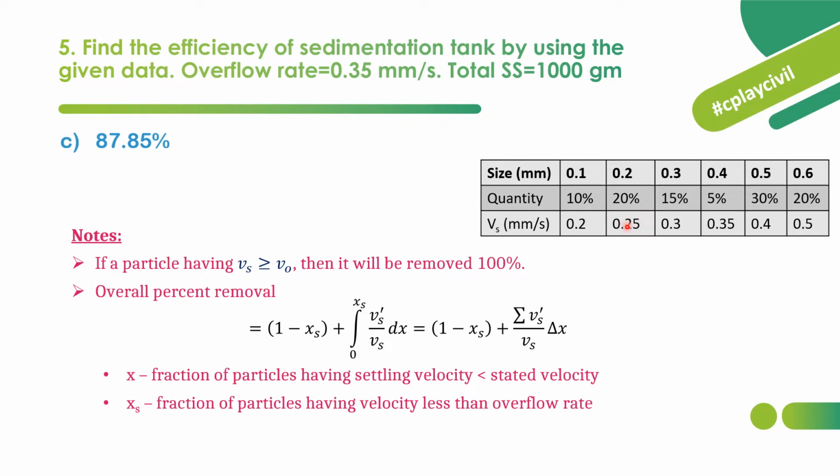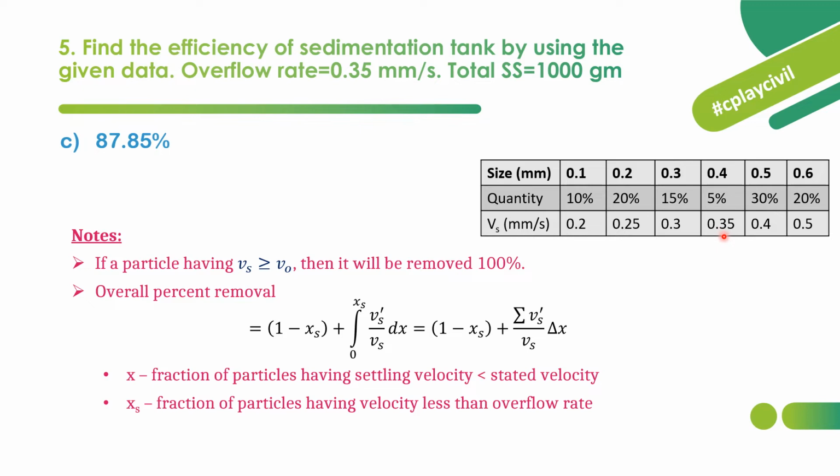And similar is the case for the second particle, here 0.25, which is less than overflow rate. So then how much percentage of particle will be removed? 0.25 by 0.35. And similar is the case for the third particle, that is having 0.3 mm per second as settling velocity. So how much percentage will be removed? 0.3 by 0.35. And the fourth particle having 0.35 as the settling velocity. That means this fourth size of particle will be wholly removed. And similar is the case for 0.4 and 0.5, that is the fifth and sixth particle.